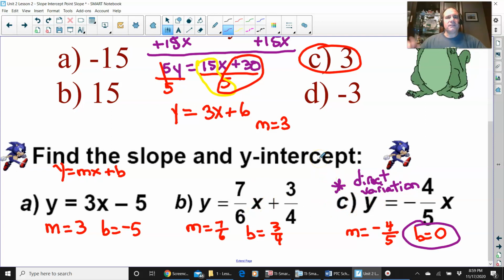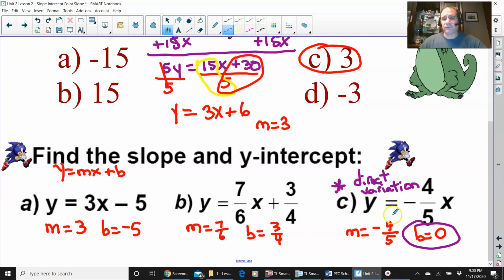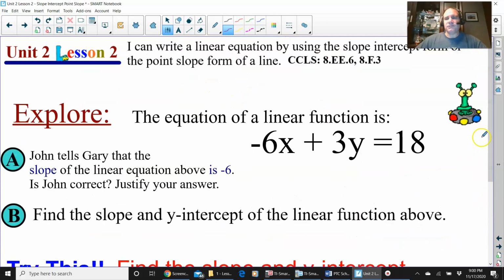Which one of these lines is going down from left to right? Down from left to right. Yep, the direct variation is going down from left to right. It's the only one with a negative slope. All right, let's go on to the next page.